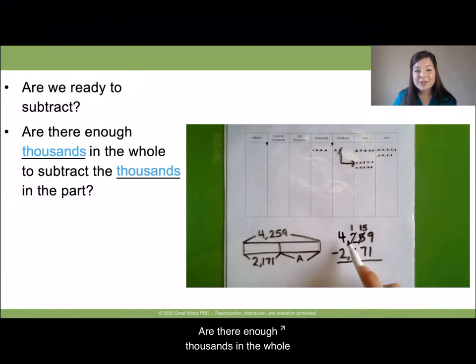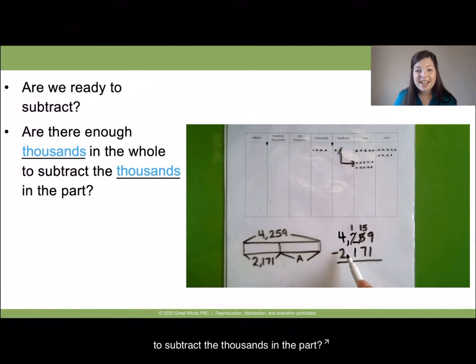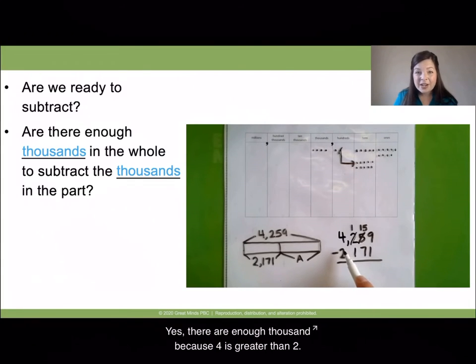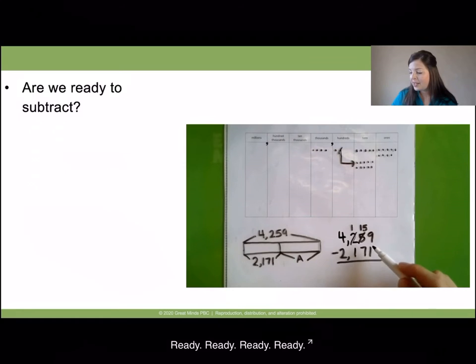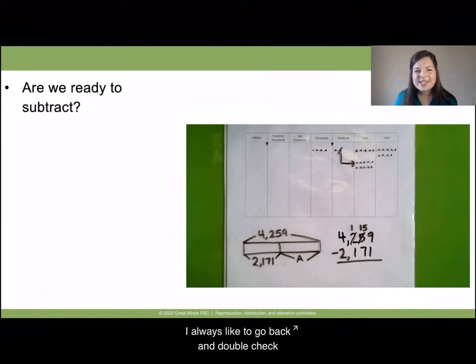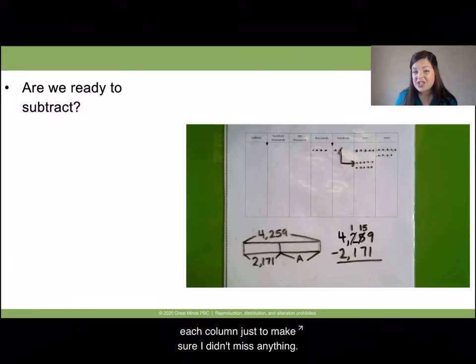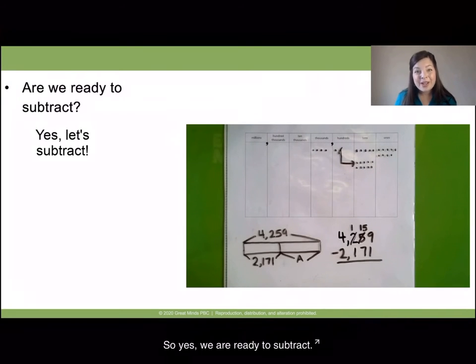Are there enough thousands in the whole to subtract the thousands in the part? Yes, there are enough thousands because 4 is greater than 2. So are we ready to subtract? Ready, ready, ready, ready. I always like to go back and double check each column just to make sure I didn't miss anything. So yes, we are ready to subtract. So let's subtract.